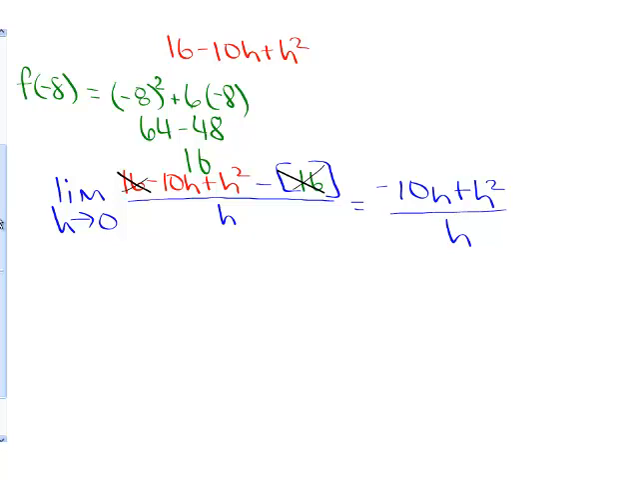And so what can you factor out here? Factor out the h. So negative 10 plus h, guess what cancels out? H's.